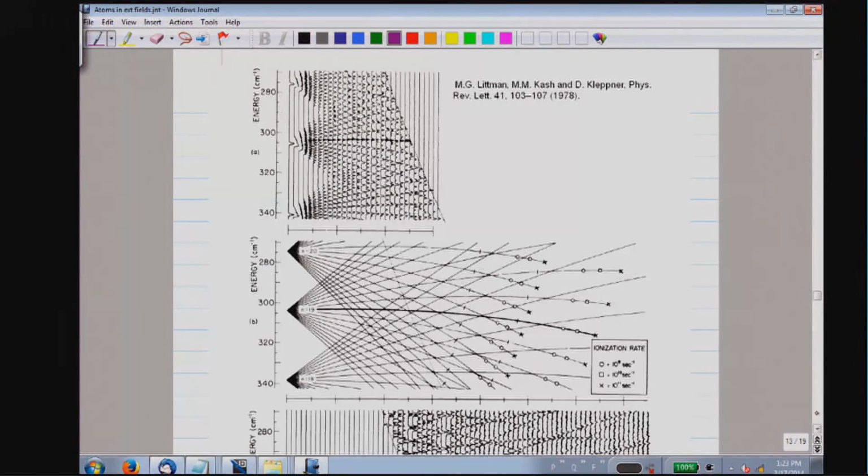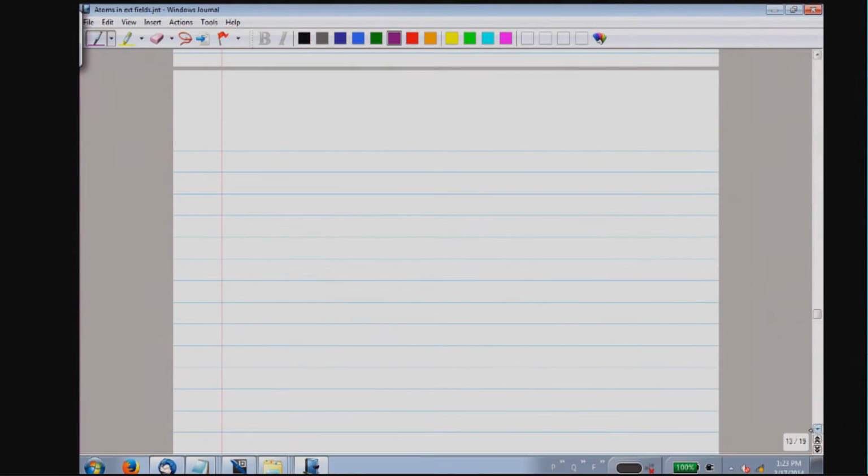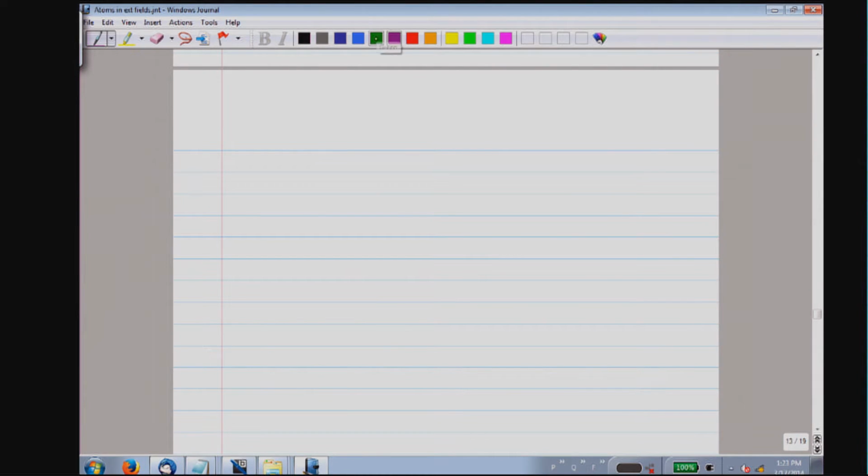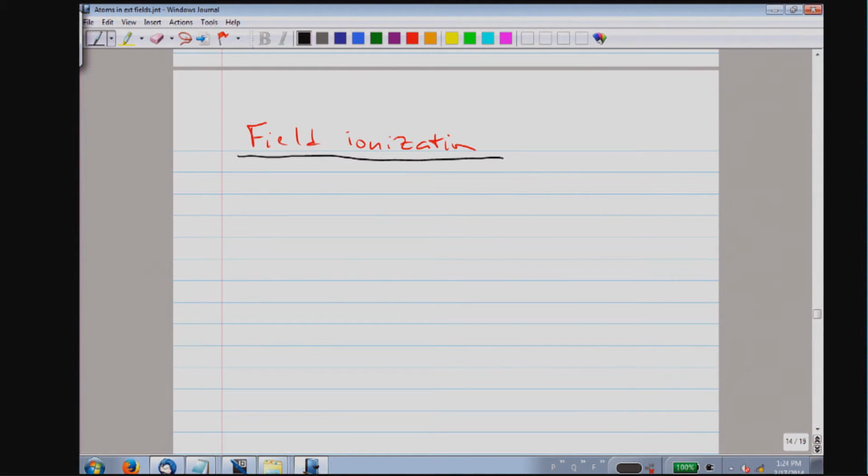OK, so at a given electric field, states, so to speak, just disappear. They are no longer stable. And this is the process which is called field ionization. So the phenomenon is that sufficiently strong electric fields ionize the atom.